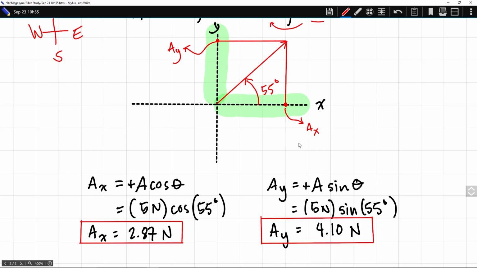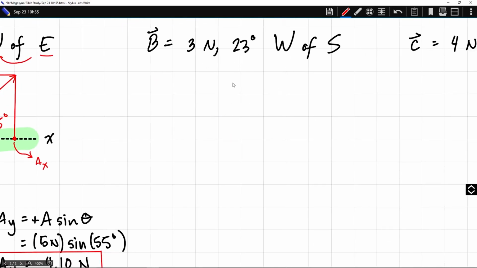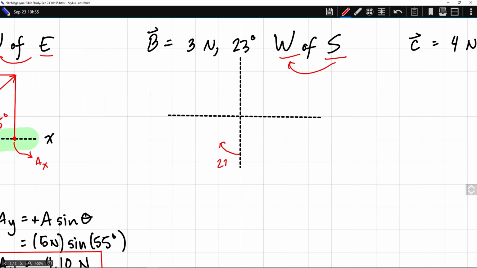I will do the same process for vector B and vector C. So let's do that now. So this is our vector B. So let's try to draw a sketch of vector B. Okay, so yung angle is 23 degrees west of south. So we will start from south, papunta tayong west by 23 degrees. So this is south, punta tayo sa west. So this should be 23 degrees. So our vector B will look like this vector here.